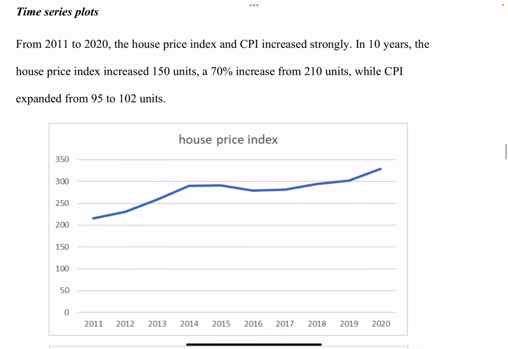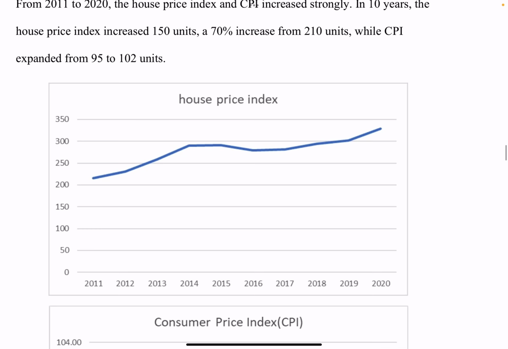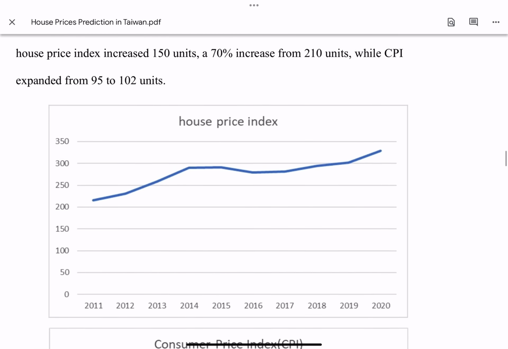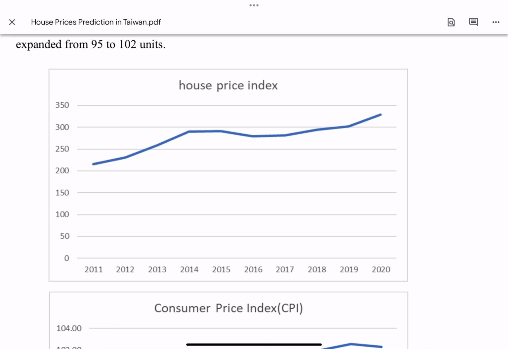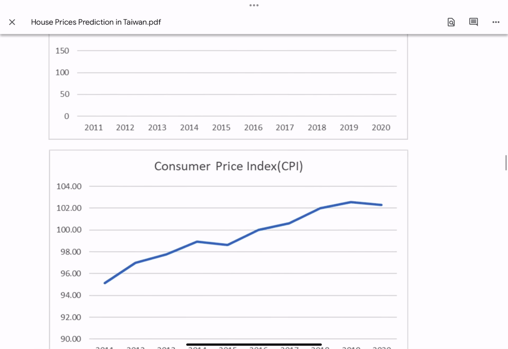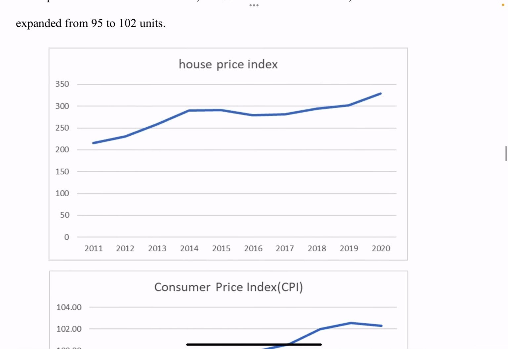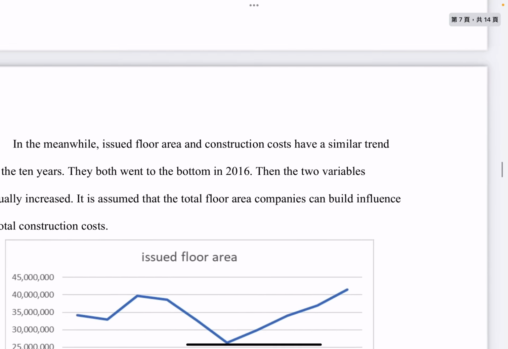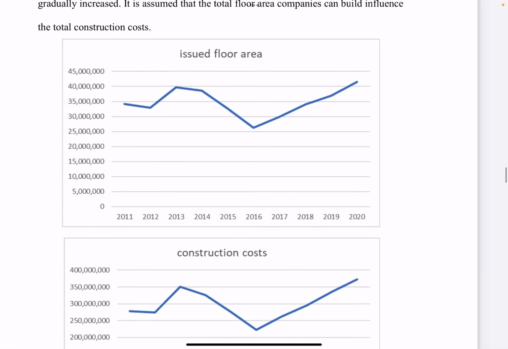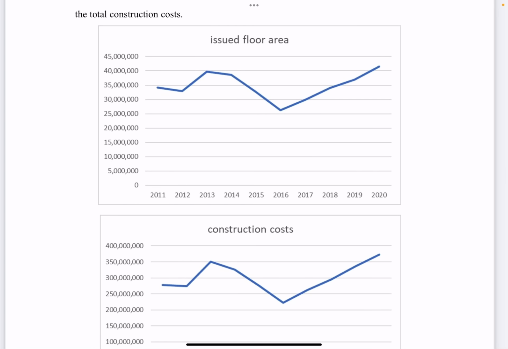So first, the house price index, we can view from the graph that it gradually increased during the 10 years. And consumer price index, the CPI, as well. They both increased during the 10 years. In the meanwhile, the issued floor area and construction cost fluctuated during the years. It goes up and down and goes up again.